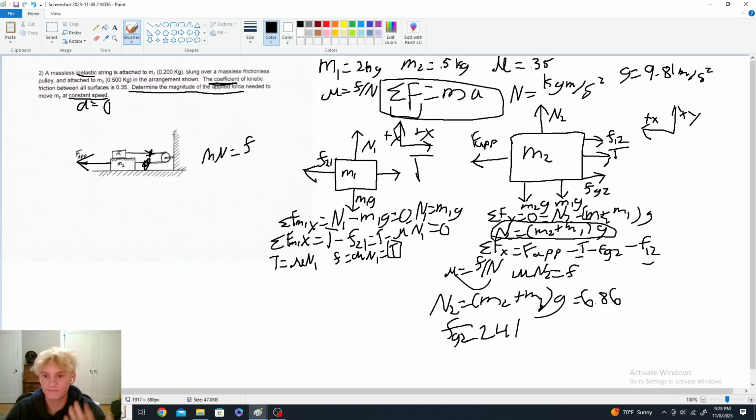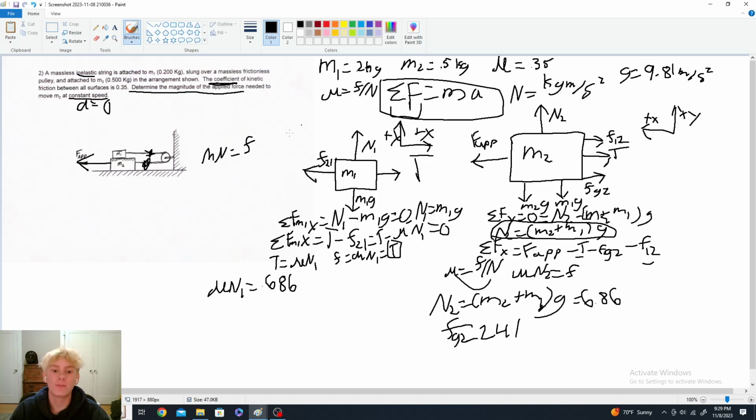So let's find those. So we know tension to be mu N1, right? So let's calculate that real quick. Mu times N1, right? So mu, 0.35, times N1, which is, if we look for this here, N1 equals M1G, so 0.35 times 0.2 times 9.8 equals 0.686, right?